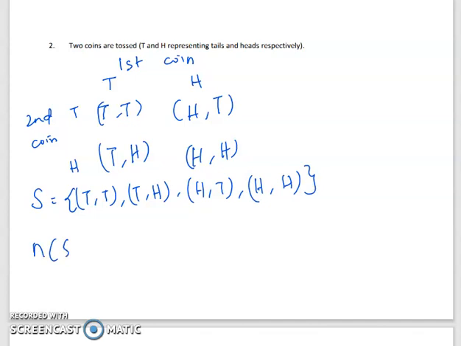Remember that the number of possible outcomes can be calculated using the formula: number of outcomes of event A times the number of outcomes of event B. Event A, which is the first coin, if we toss it, it will have two possibilities, so 2. The second coin will also have two possibilities, so 2 times 2 is 4. The number of possible outcomes for the two coins here is 1, 2, 3, 4.